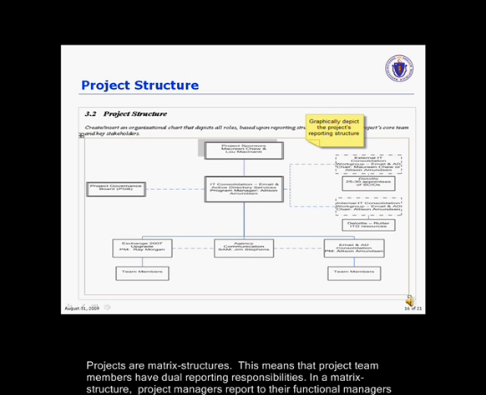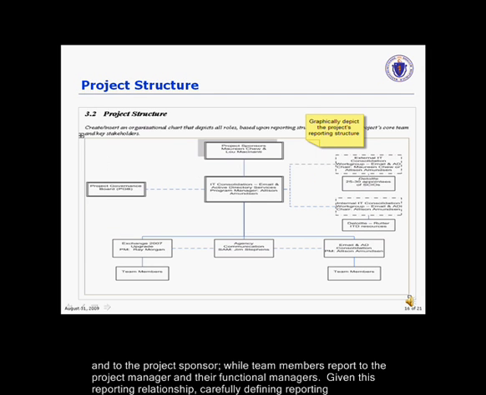Project structure. Projects are matrix structures. This means that the project team members have dual reporting responsibilities. In a matrix structure, project managers report to their functional manager and to the project sponsor, whereas the team members report to the project manager and their functional managers.